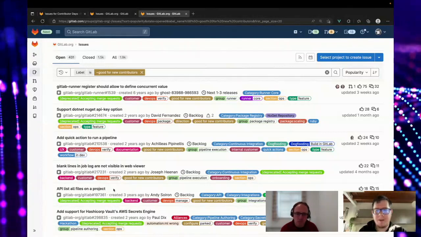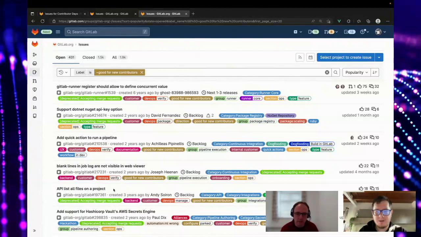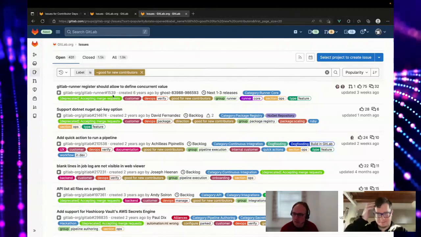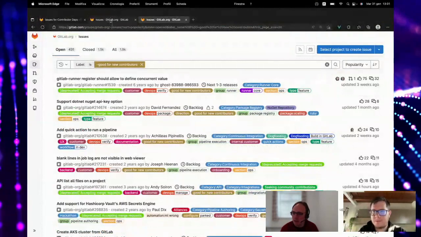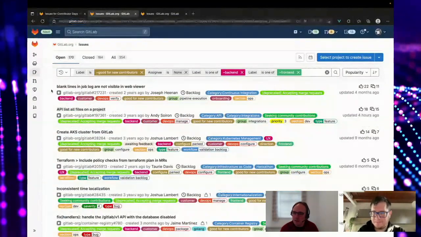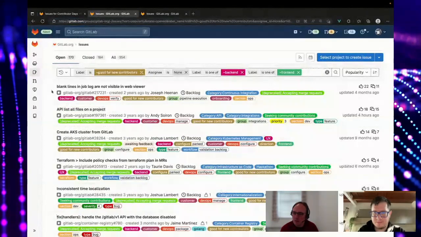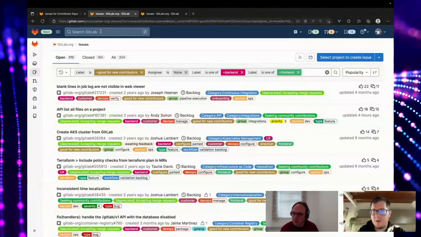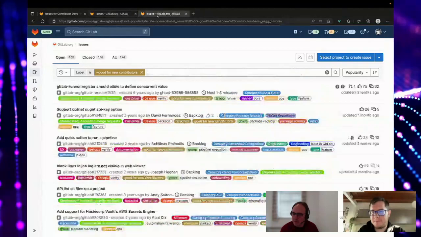You mean the API to list all files? Yeah. Oh, okay. I'm just saying that one seems to be well wanted by people.